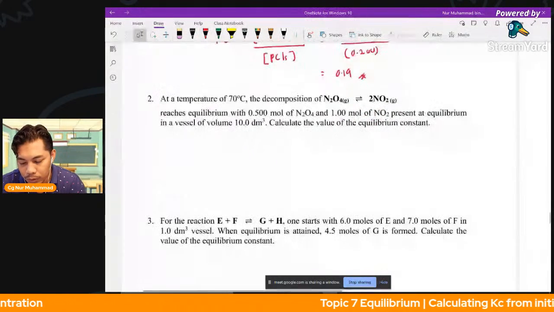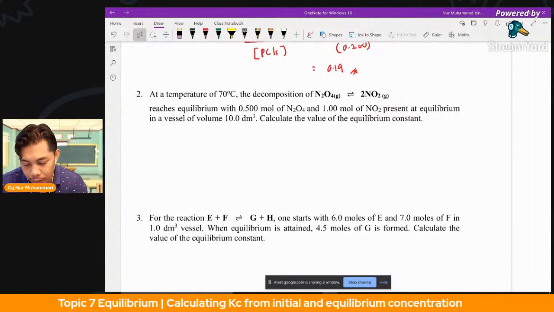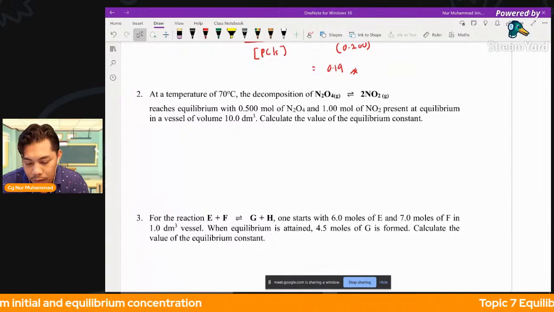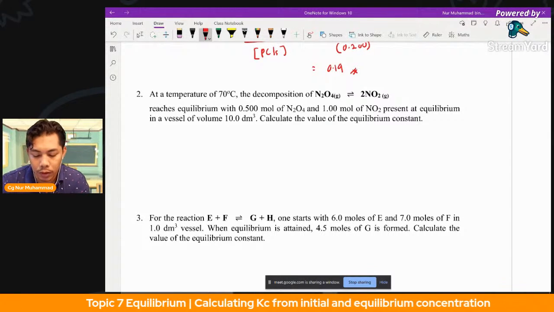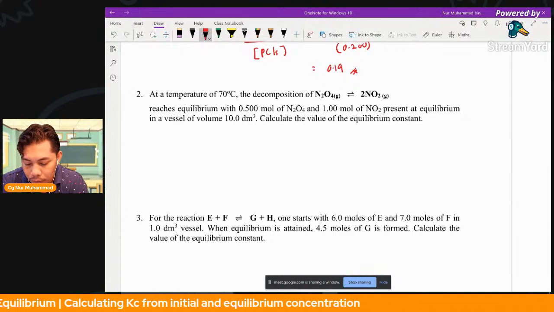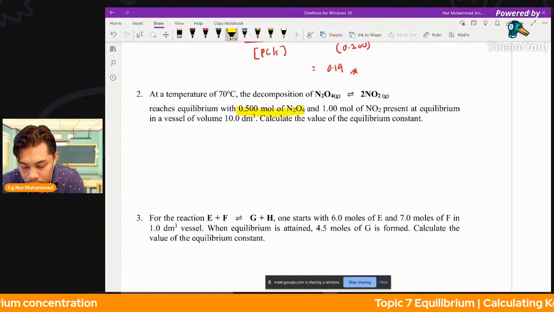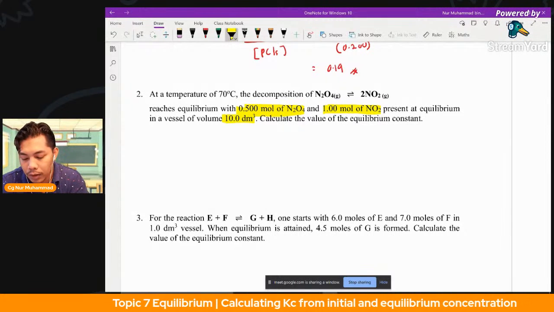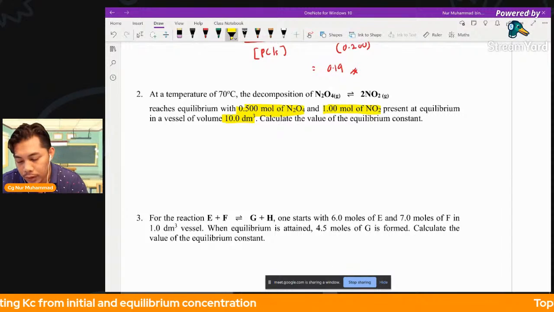Okay, for the question 2, at a temperature 70 degrees Celsius, meaning that this Kc is at 70 degrees Celsius. Okay, apa ni? Reaction between dinitrogen tetraoxide, N2O4, produce 2 mole of nitrogen dioxide, NO2. Okay, and you are given the number of mole, not concentration, but number of mole. So N2O4 mole, NO2 mole at 10 decimeter cube. So make sure you calculate the concentration for each reactant and product given.